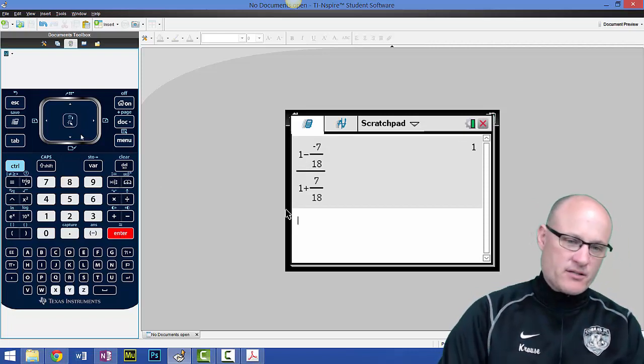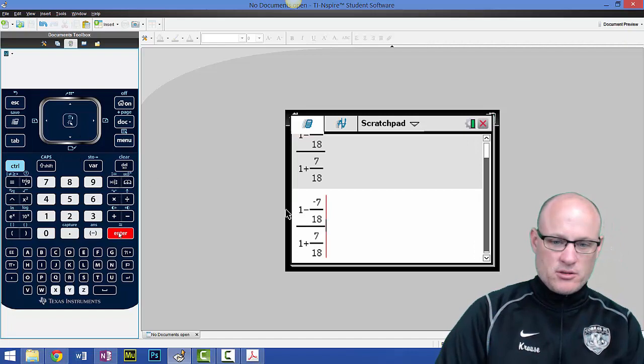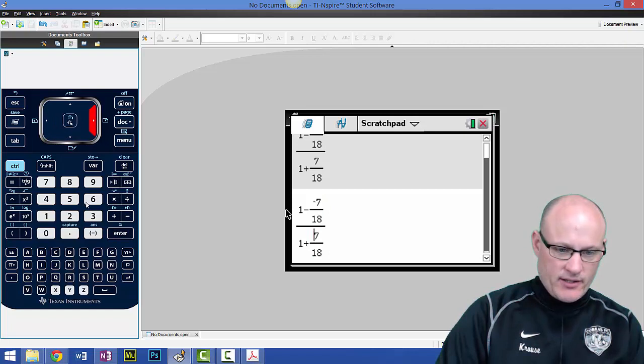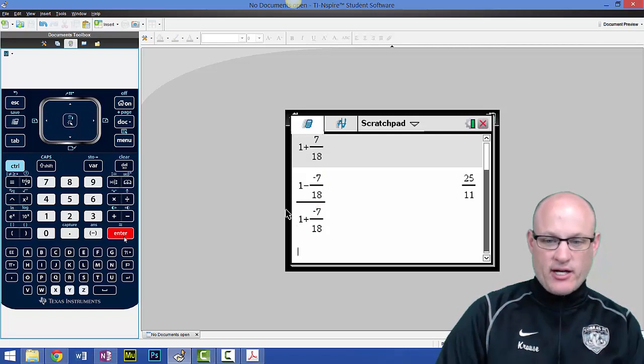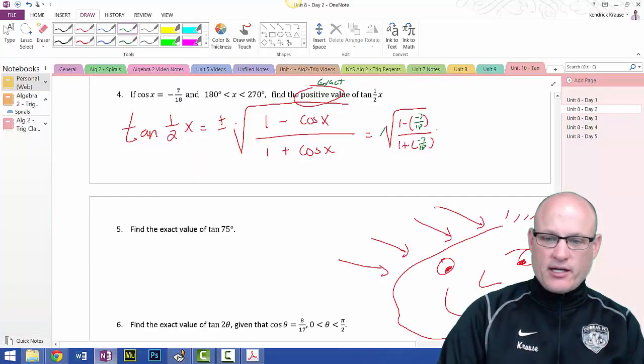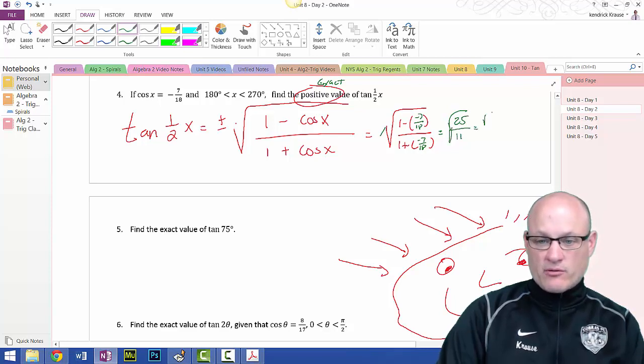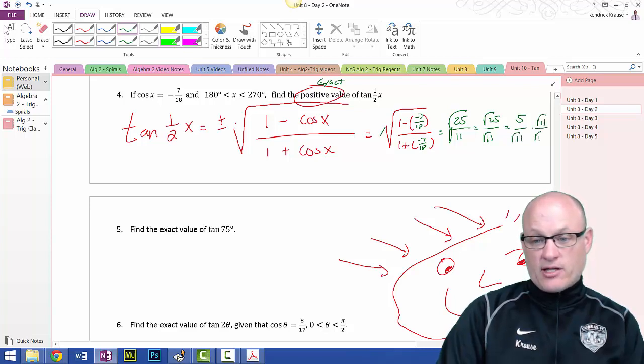Oh, I forgot. Let's try that again. This is a negative. Negative 7. Enter. There it is, 25 over 11. So go back to my drawings. I get equal to the square root of 25 over 11, which is equal to the square root of 25 over the square root of 11, which is equal to 5 over radical 11. And when I multiply by radical 11 over radical 11, I get 5 radical 11 over 11.